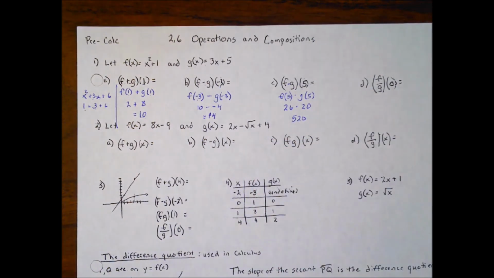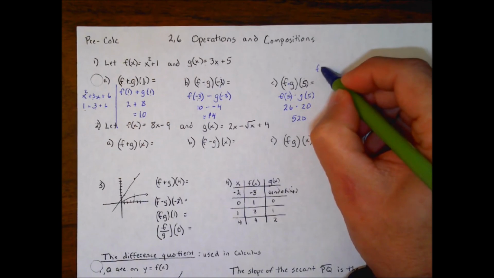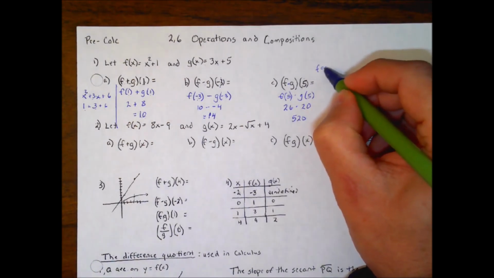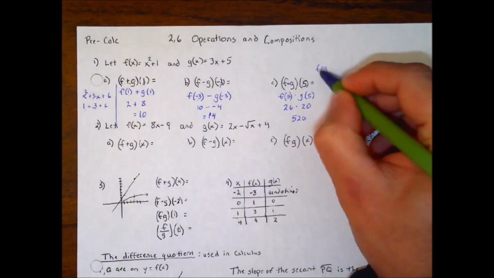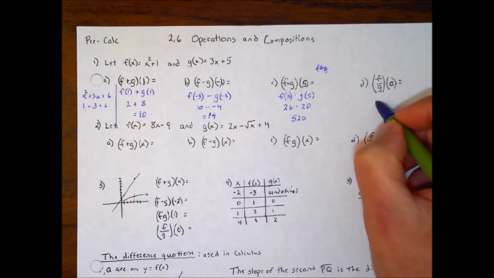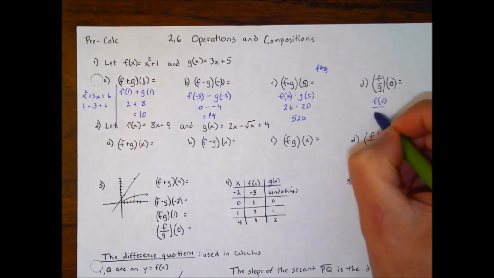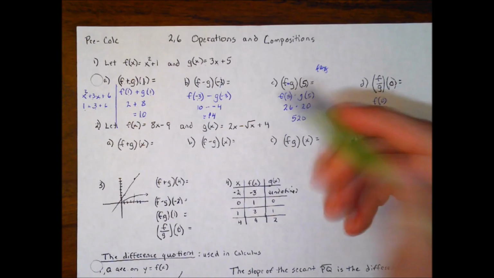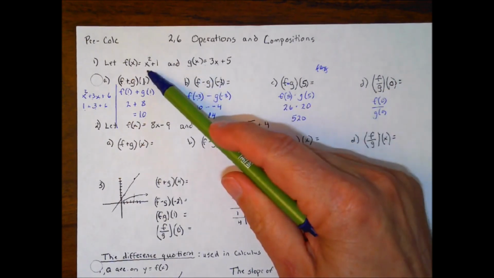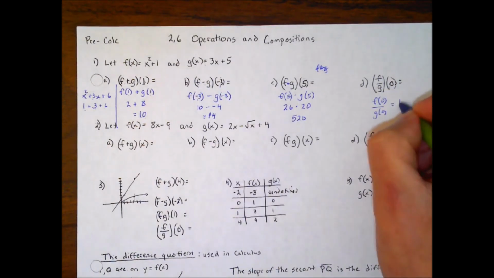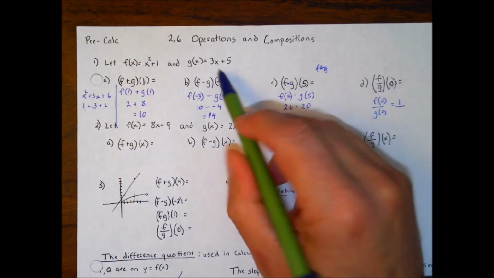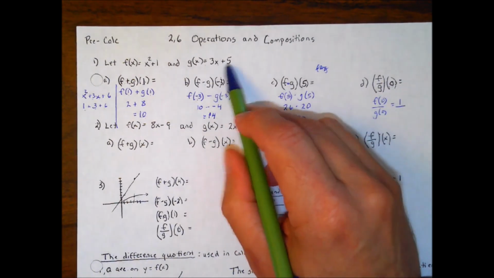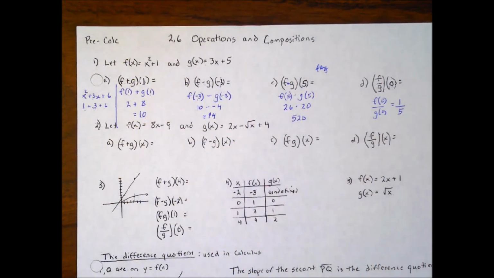Tomorrow we're going to talk about f of g of x. Little open circle, don't get that confused with multiply. Here, this would be f of 0 divided by g of 0. So f of 0, 0 squared is 0, plus 1 is 1. G of 0, 3 times 0 is 0, plus 5 is 5. So you get 1/5.